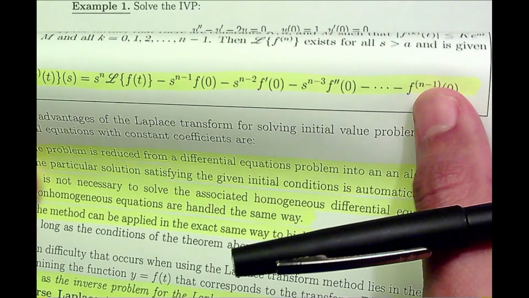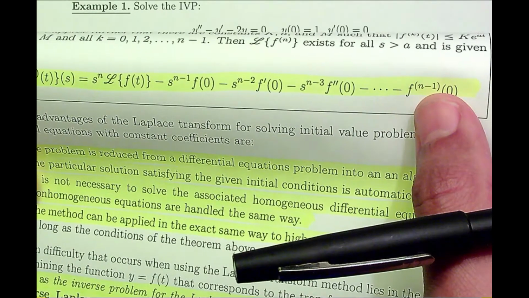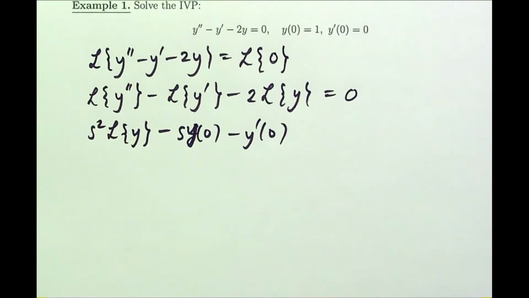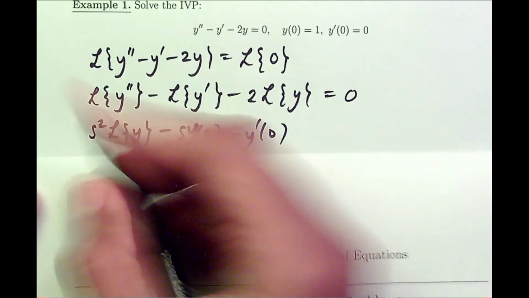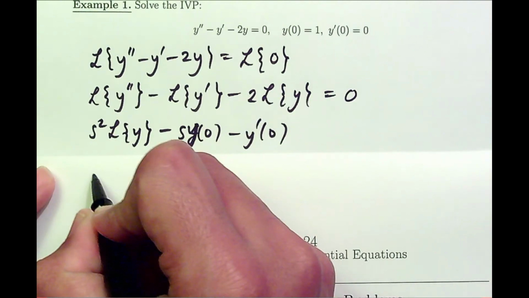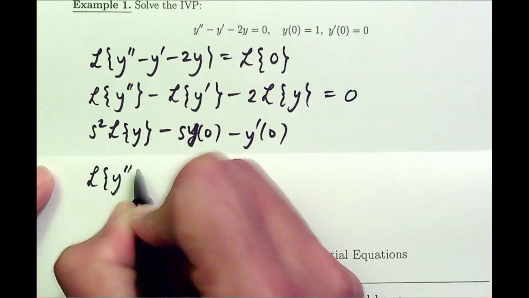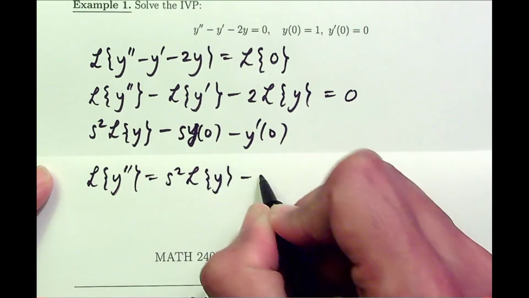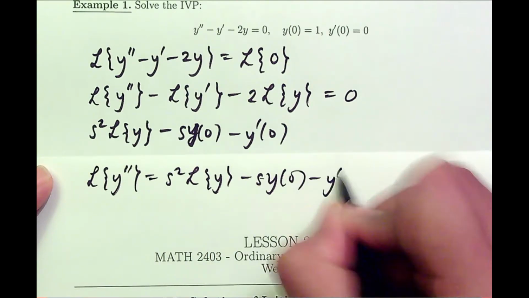Remember, n equals 2, so you stop at the f. If n equals 2, that means n minus 1 is 1, so you stop at the f prime of 0. You're always going to stop at 1 less than the exponent 2. So that is the Laplace transform of the second derivative, and that is actually very useful to know because we're going to be using that one a lot. So I'm just going to copy that one here for future reference. The Laplace transform of the second derivative is s squared Laplace transform of y minus s y of 0 minus y prime of 0.